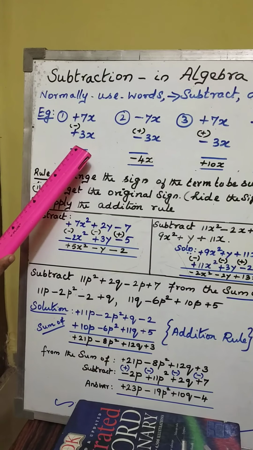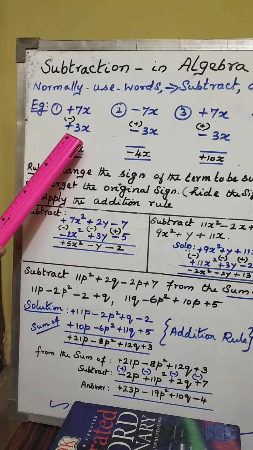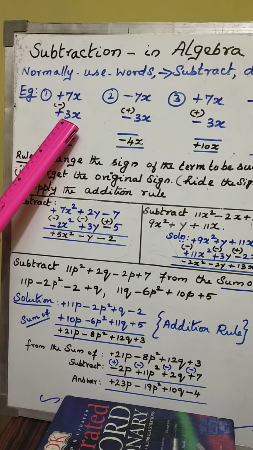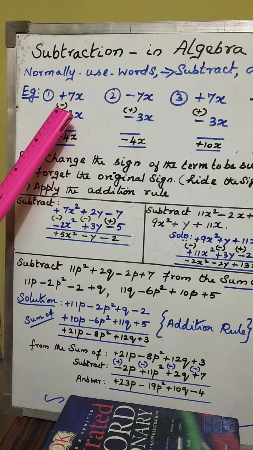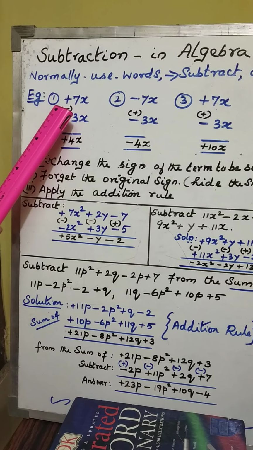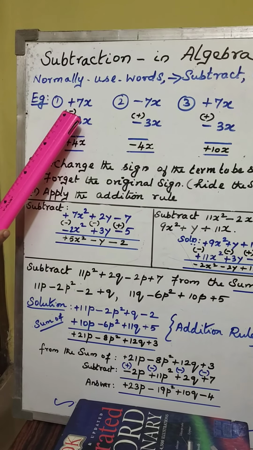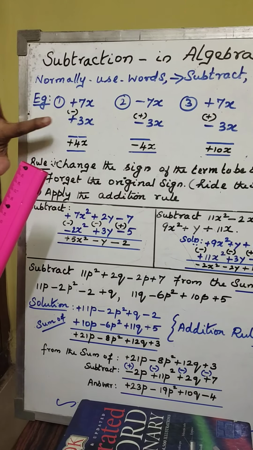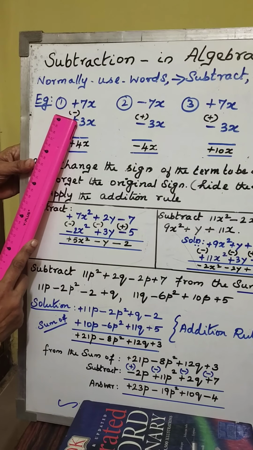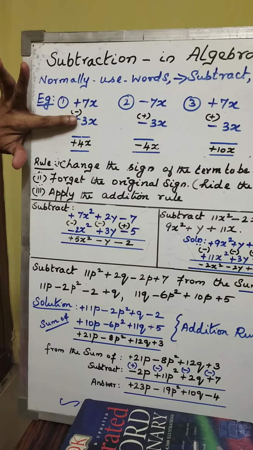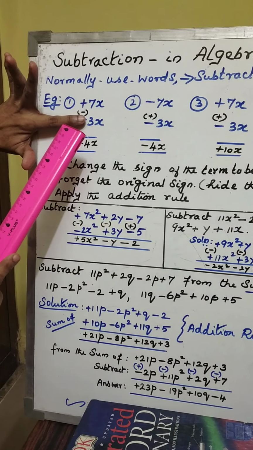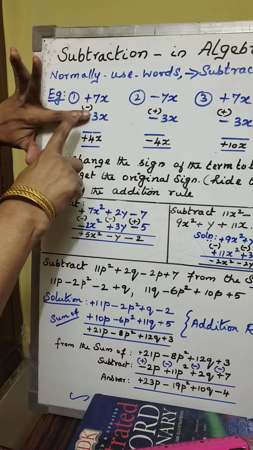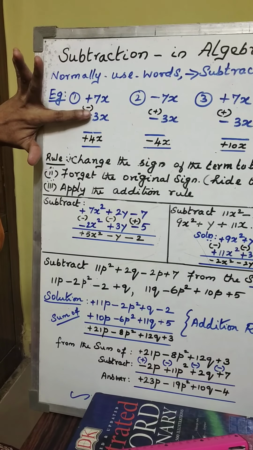I repeat again, plus 7x plus 3x. If you are asked to subtract, for the term to be subtracted, you have to change the sign. If plus is there, make it minus. If minus is there, make it plus. Put that in a bracket and forget the original sign. I have done it like this. See, now whatever is in the bracket belongs to this term. That is minus 3x alone.